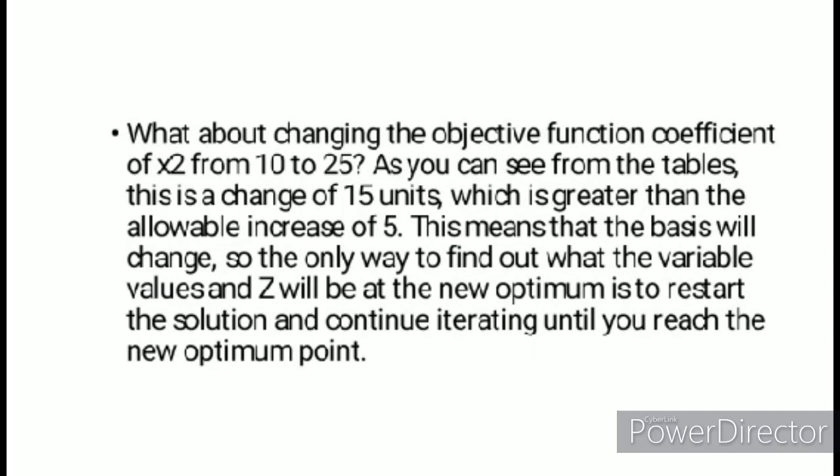What about changing the objective function coefficient of x2 from 10 to 25? As you can see from the tables, this is a change of 15 units, which is greater than the allowable increase of 5. This means that the basis will change. So the only way to find out what the variable values and the z will be at the new optimum is to restart the solution and continue iterating until you reach the new optimum point.